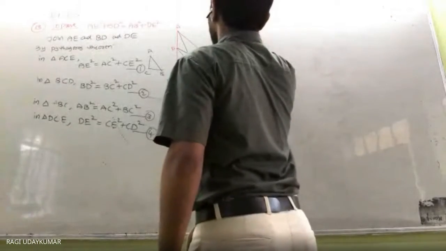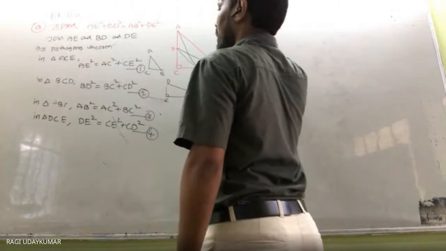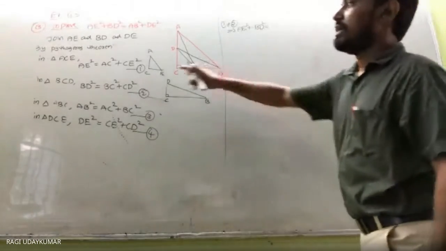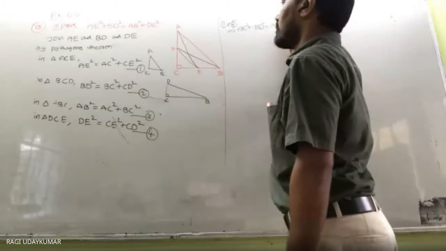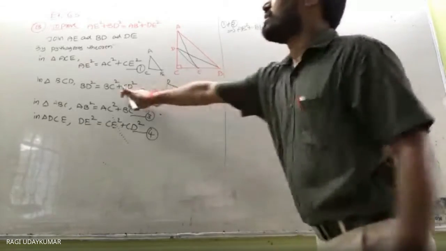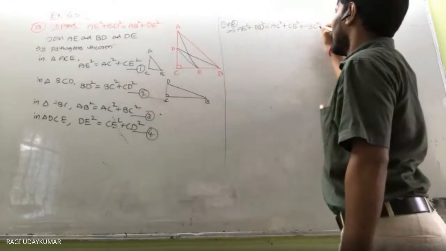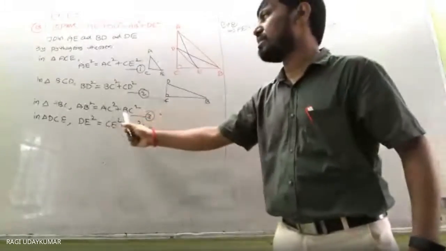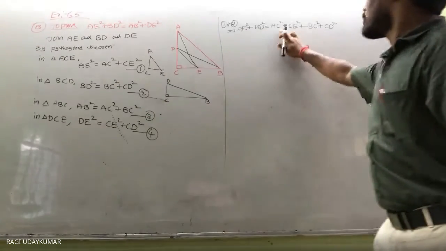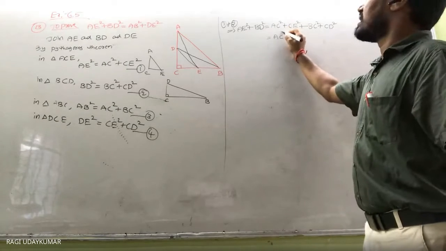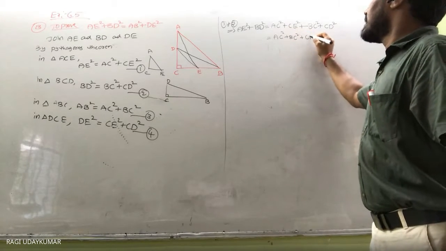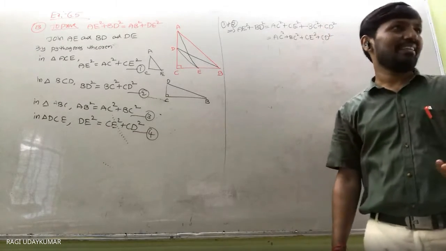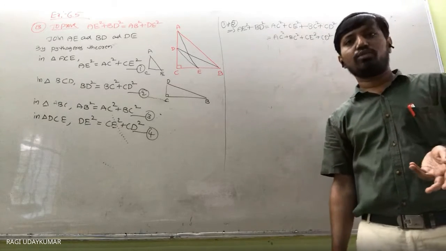1 plus 2 implies we are going to get AE square plus BD square is equal to AC square plus CE square plus BC square plus CD square. I am just interchanging the terms because we have AC square plus BC square together here. So I write AC square and BC square together: AC square plus BC square plus CE square plus CD square. I changed these two places. Apply the commutative property. We call it the commutative property.